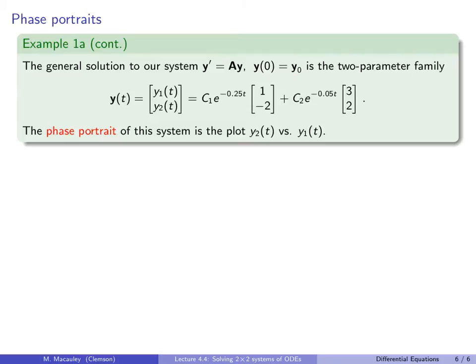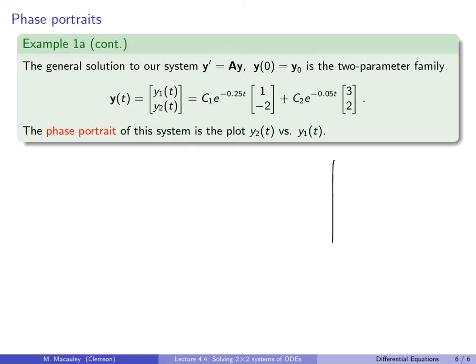What we're going to do now is plot this two-parameter family of solutions on one single set of axes. Sounds almost too hard to believe, almost too much to ask, but that's what we're going to do. Okay, so this is going to be called the phase portrait. It's going to be the plot y2 of t versus y1 of t. And so you can think of this.